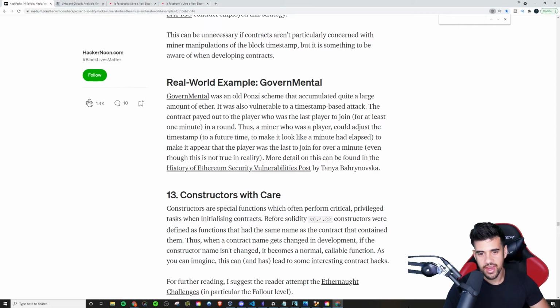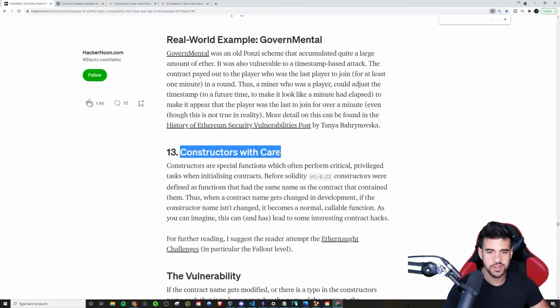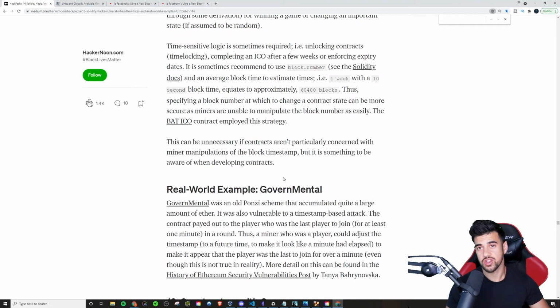Well, anyways, we'll just stop it there in this case, and next week we will go to constructors with care. Constructors are a very popular coding scheme, so it should definitely be pretty interesting, because I honestly have no idea what that entails.